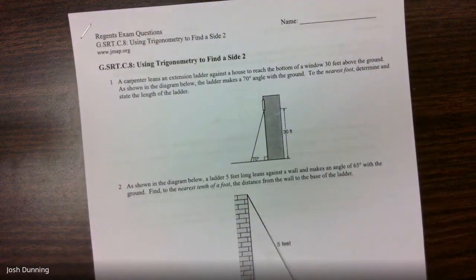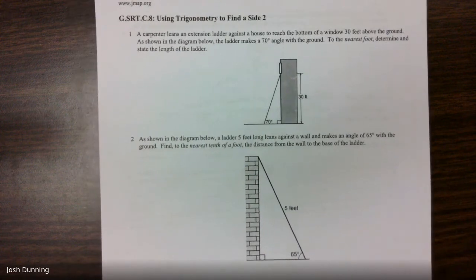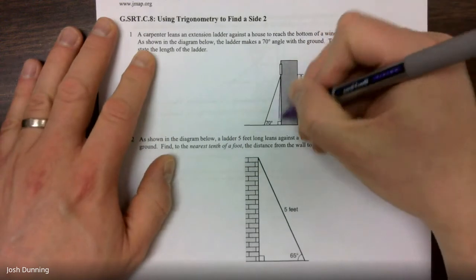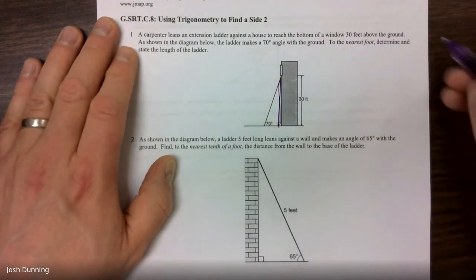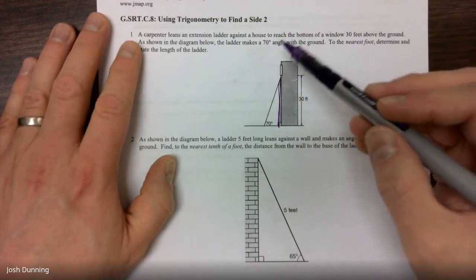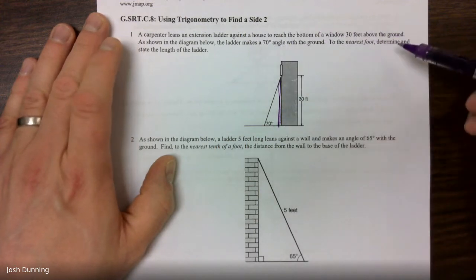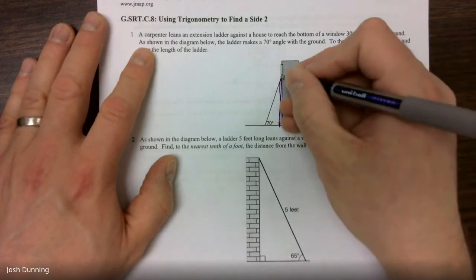We also practiced a few word problems using this. Now, basically, well, not the cofunctions, just regular trig. A carpenter leans an extension ladder against a house to reach the bottom of a window 30 feet above the ground. So we got our triangle, that's 30 feet. As shown in the diagram below, the ladder makes a 70-degree angle with the ground. To the nearest foot, determine and state the length of the ladder.